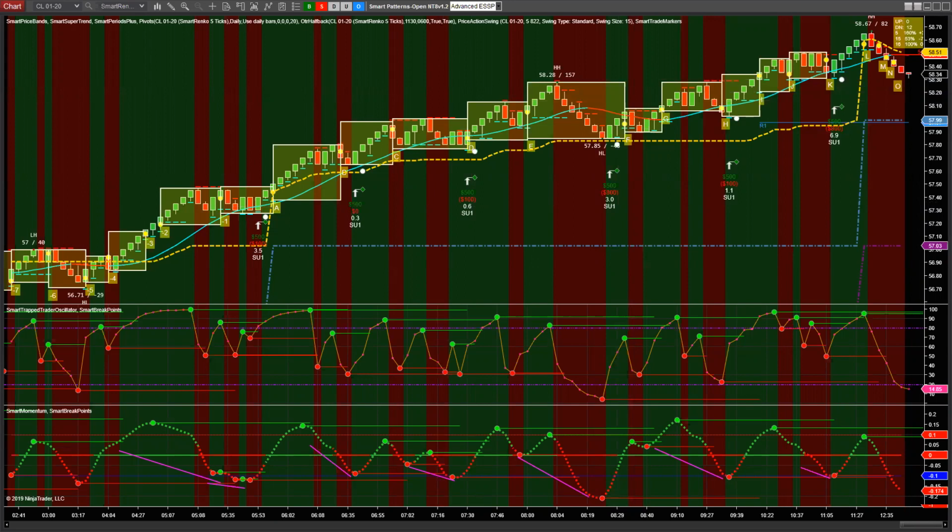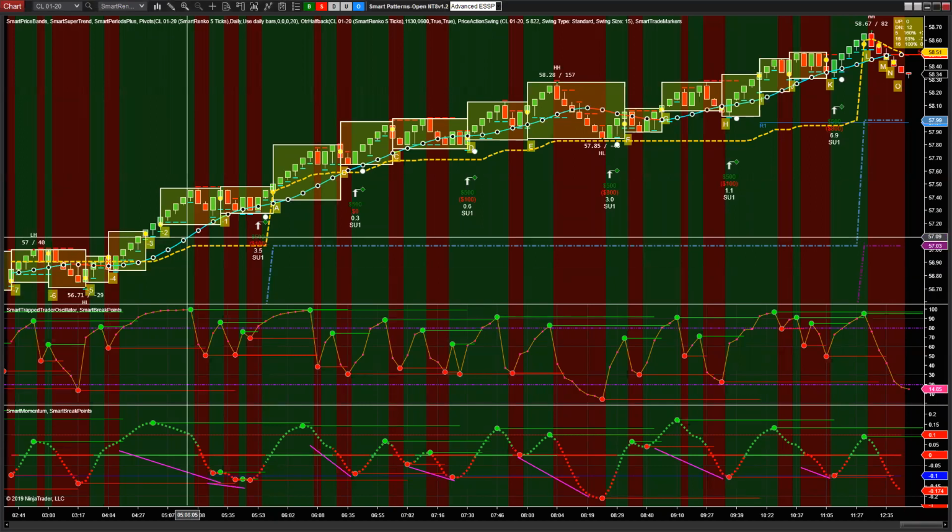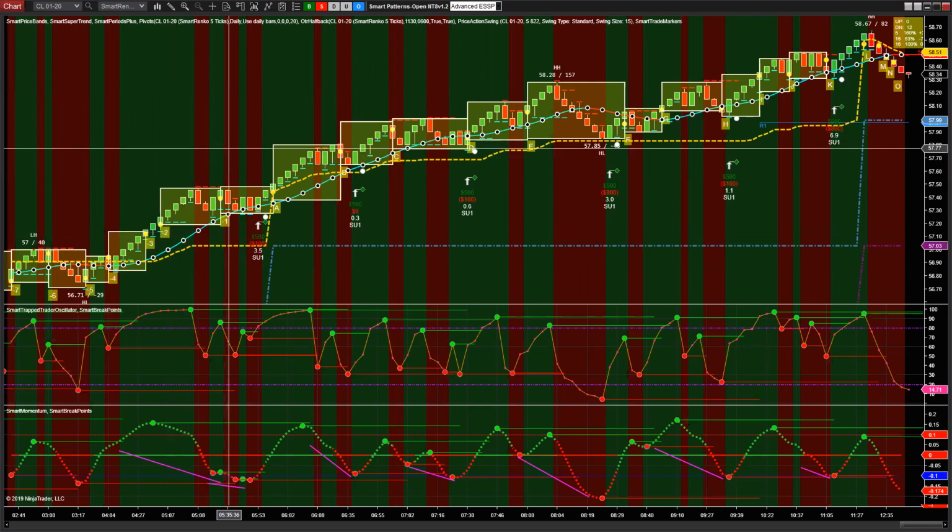I've got about 20 days on this chart. What we're going to do is take this smart price band right here. As long as that thing stays cyan, we're only going to consider going long. And if that smart price band is red, we'll consider going short. So that's our long short filter.